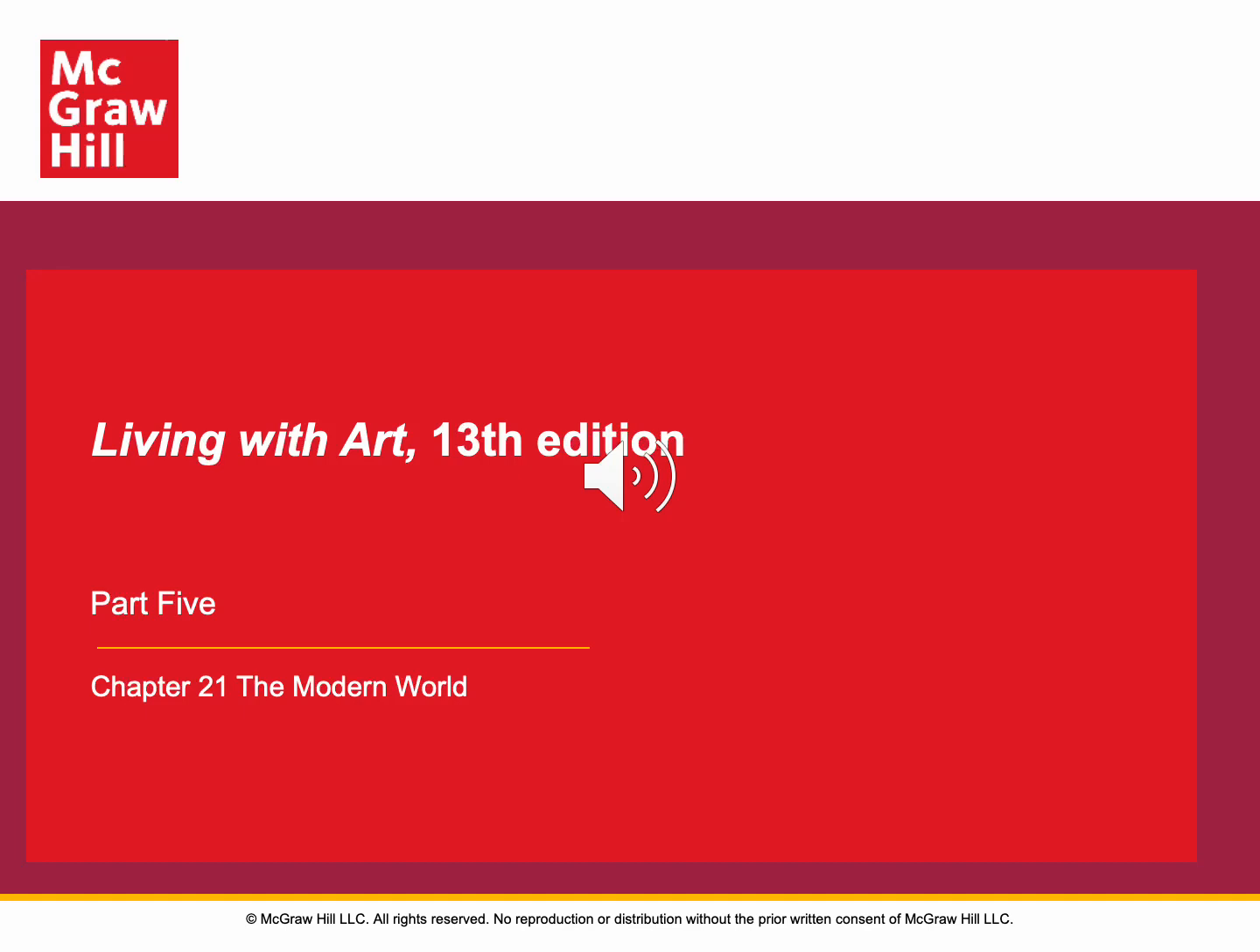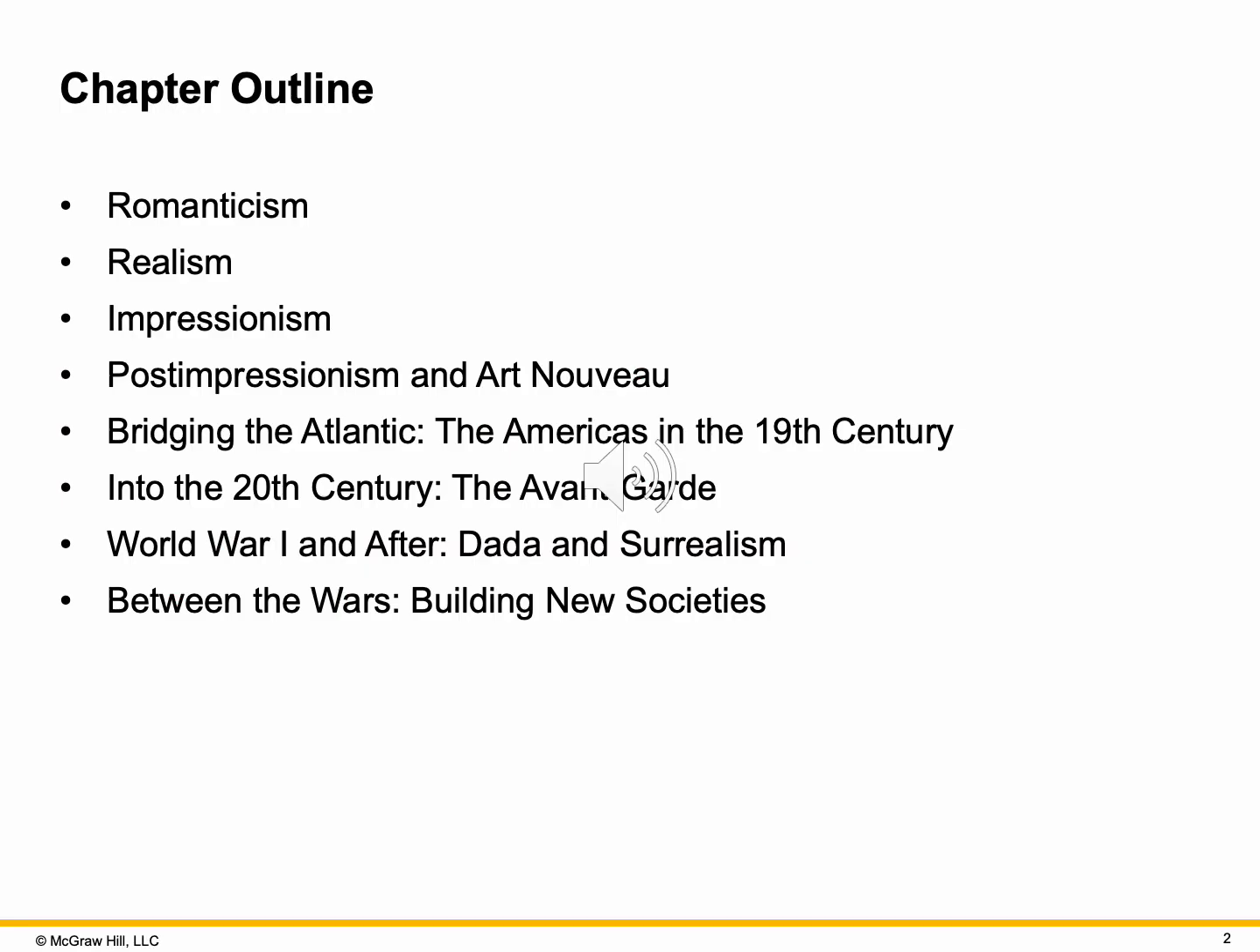McGraw-Hill, Living with Art, 13th edition, Part 5, Chapter 21, The Modern World. Chapter outline: Romanticism, Realism, Impressionism, Post-Impressionism and Art Nouveau, Bridging the Atlantic, the Americas in the 19th century, into the 20th century, the avant-garde, World War I and after, Dada and Surrealism, Between the Wars, Building New Societies.